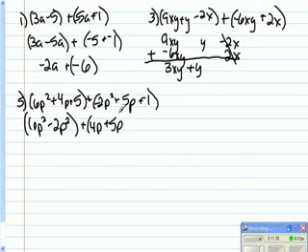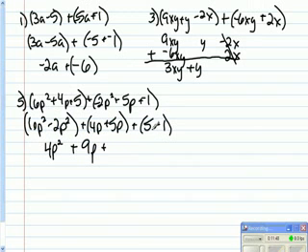4p and 5p and 5 and negative 1. 6 and negative 2 would give me 4p squareds. 4 and 5 would give me 9p. And 5 minus 1 would give me 4.